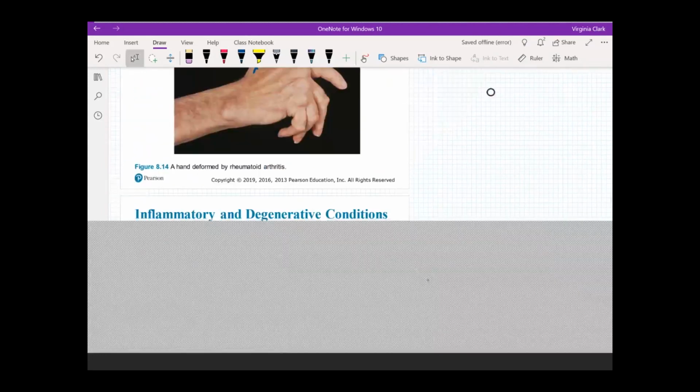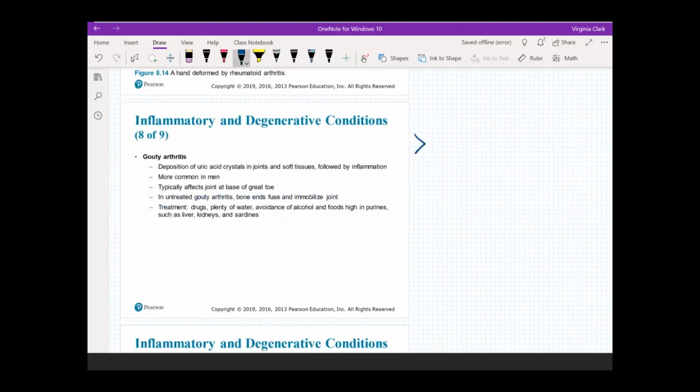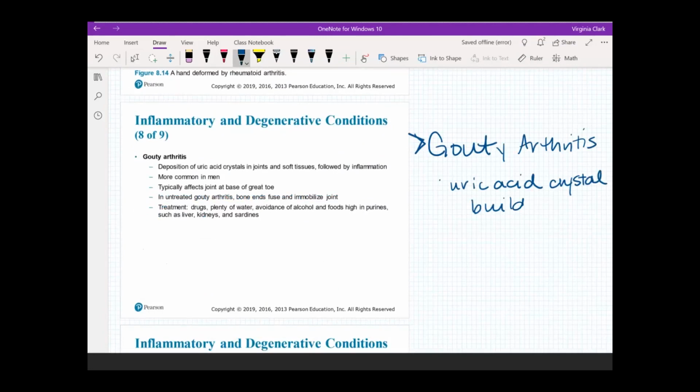Okay, the last two conditions we're going to talk about. When we're talking about, you could hear gout. Gout is considered a type of arthritis or gouty arthritis. But gout is the shorthand term that we use in pretty much everyday language. And this is going to be the deposit of uric acid crystals. So rather than being a waste product that leaves your system in your urine, you'll have a buildup of uric acid crystals in your joints.